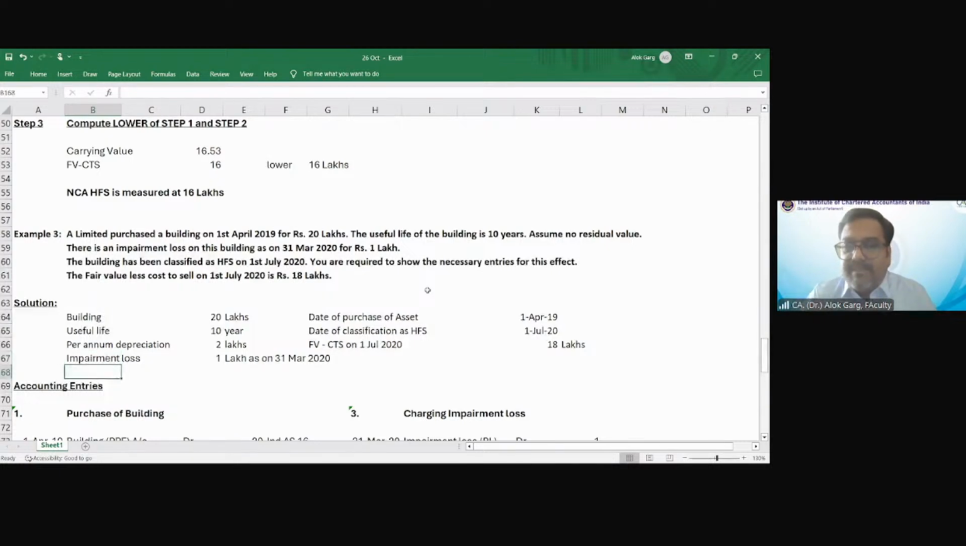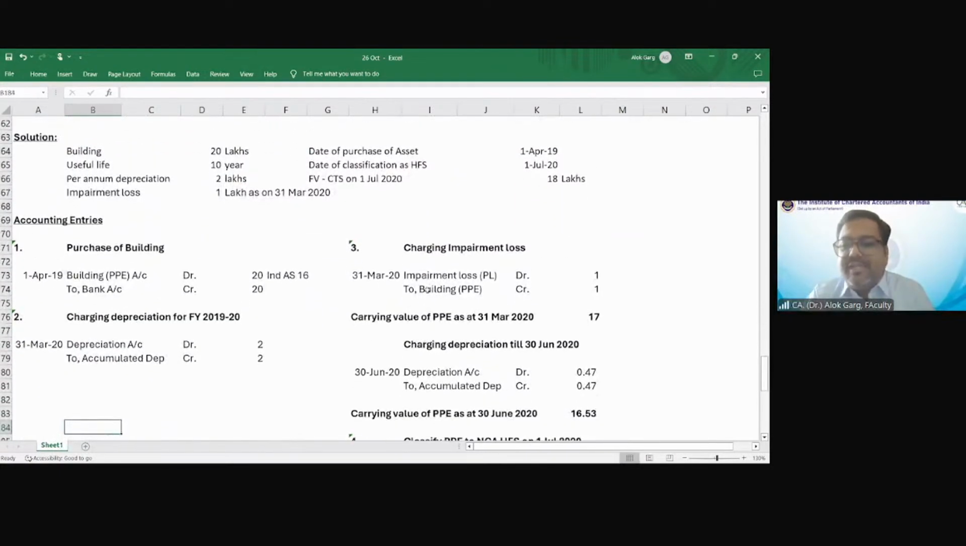Correct? Because on 31st March the carrying value is 20 minus 2, 18, isn't it? If its fair value is 19 lakh, you will book 1 lakh as revaluation surplus. Right, Anila? Yes, sir. Okay. Then the carrying value will become 19 lakh. And in that case, you have to compute the depreciation as per 19 lakh for the 3 months: 19 lakh divide by 9, multiply by 3 by 12. Then your carrying value will come to 18 point something.